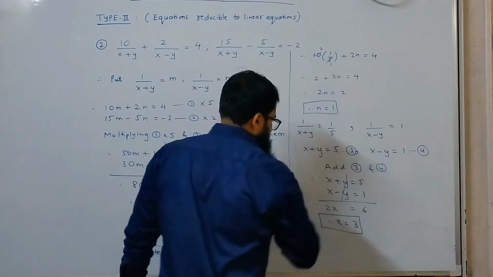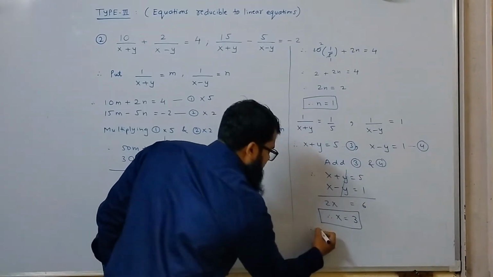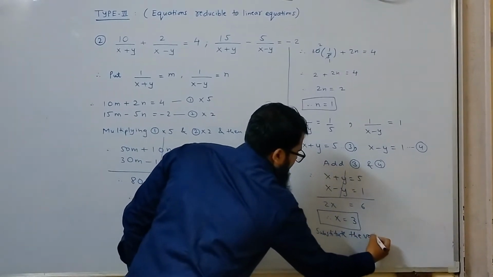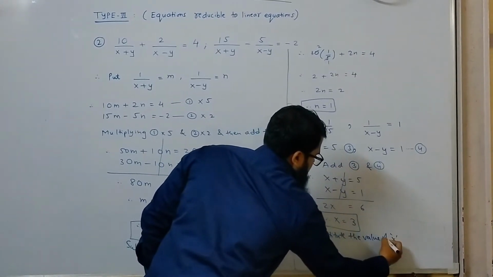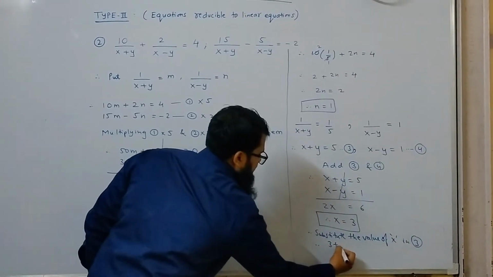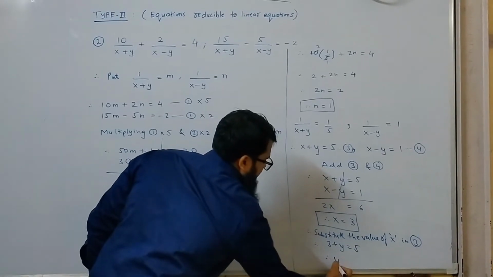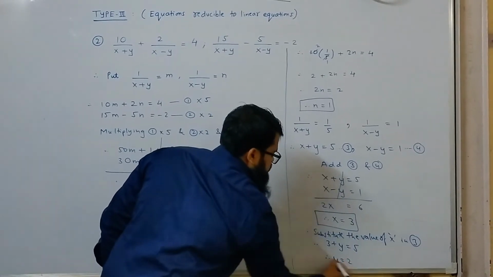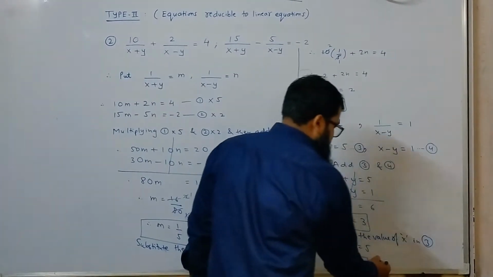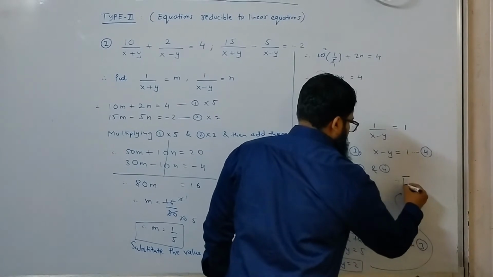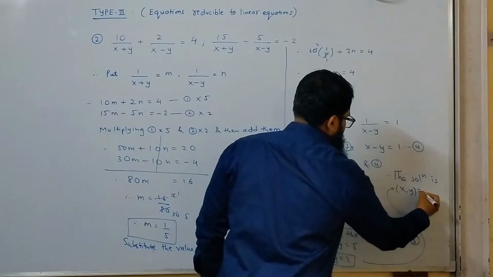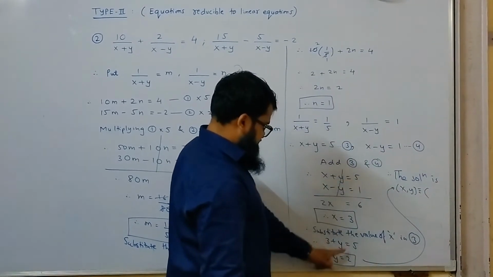I will substitute in this equation. So therefore, substitute the value of x in 3. Therefore, 3 plus y equals 5. Therefore, y becomes 5 minus 3, which is 2. And hence, we got the solution. Therefore, the solution is x comma y corresponds to 3 comma 2.